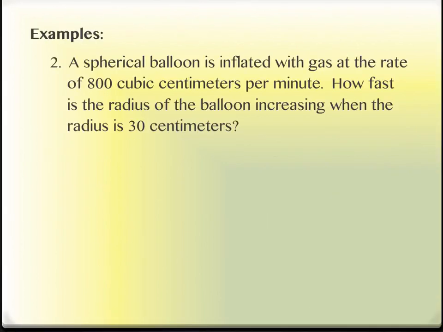Okay, our second one is a spherical balloon. This would be an example of one that I probably wouldn't think you necessarily remember, and so I would give you a formula if you needed it. Let's read through it together. A spherical balloon is inflated with gas at a rate of 800 cubic centimeters per minute. How fast is the radius of the balloon increasing when the radius is 30 centimeters?